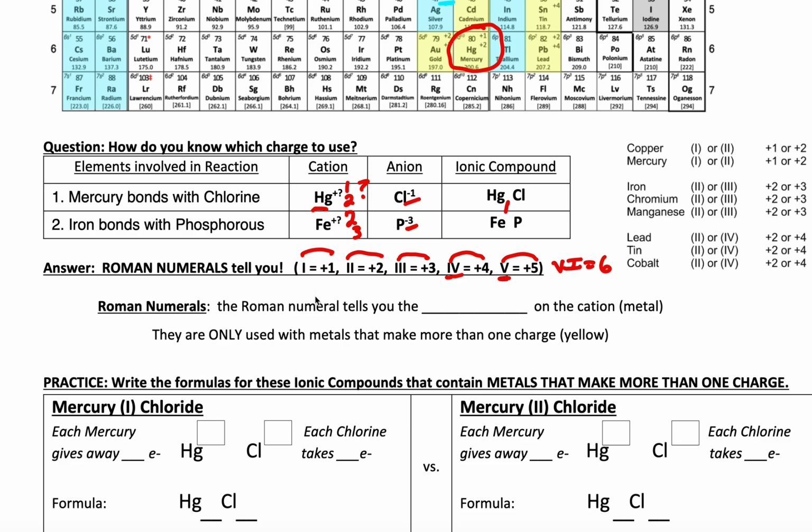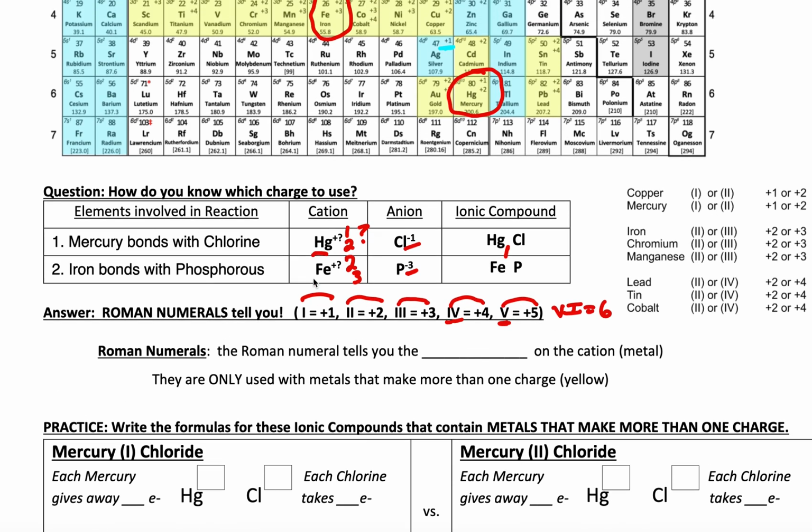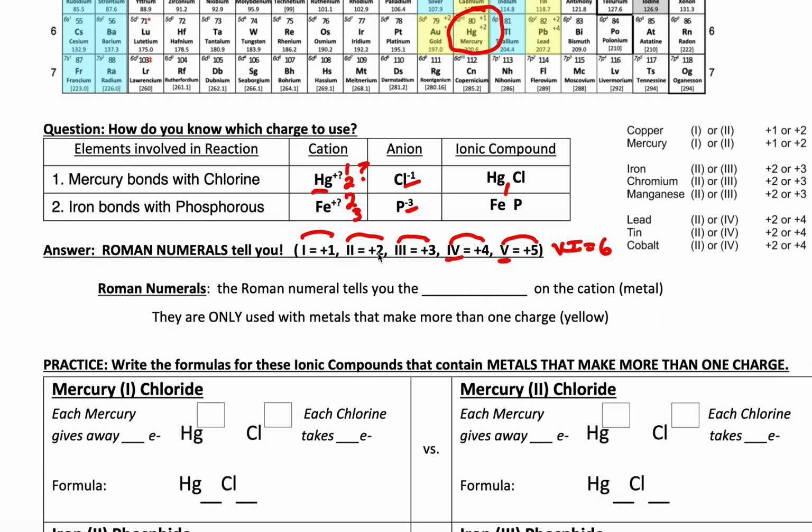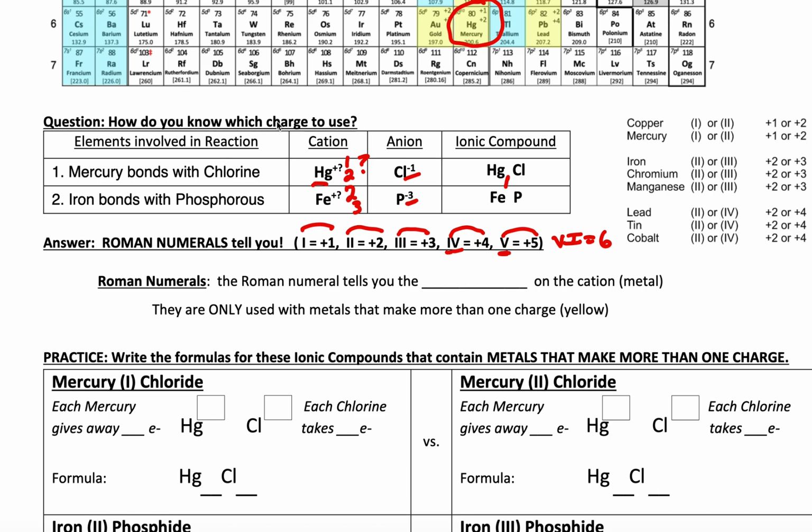But the Roman numerals are awesome. It's kind of like a little cheat sheet. If you see Roman numerals, it means you don't have to even look at the periodic table. You don't have to wonder what the charge is, because you automatically know. How do you know which charge to use? It's whatever the Roman numeral tells you. That's the charge on the metal, or the cation, the positively charged ion. It's going to tell you the charge.